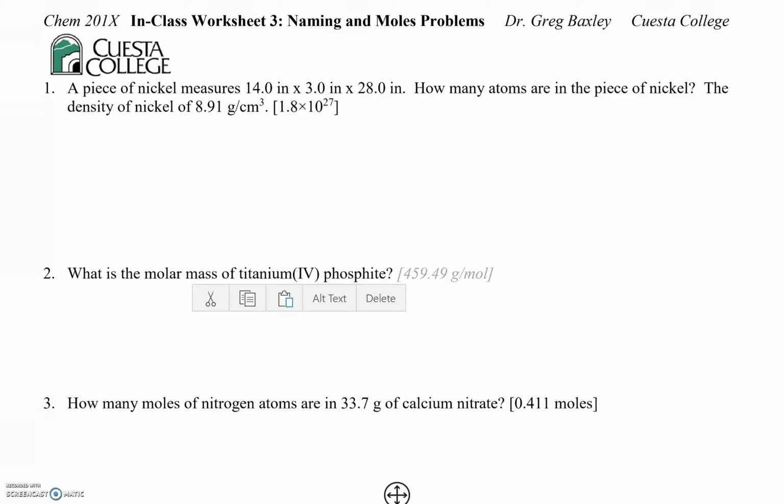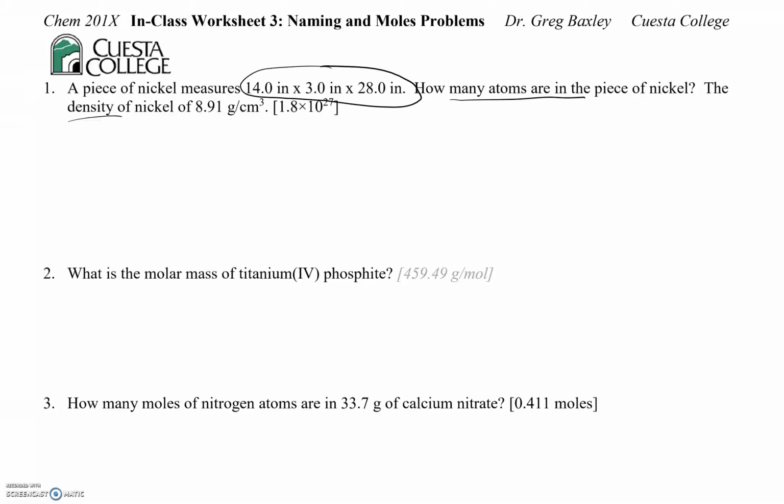Here's an answer key for the in-class worksheet in Chem 201X in week number 3. The first problem asks us to calculate how many atoms are in a piece of nickel. We know the density of the nickel, and we know the measurements of the nickel piece in terms of inches.